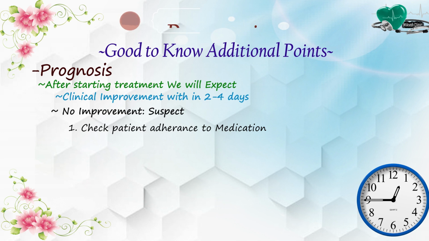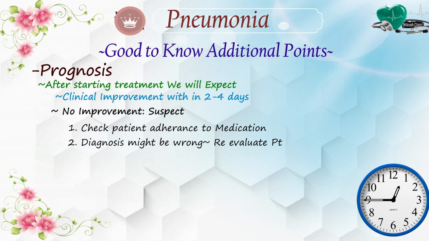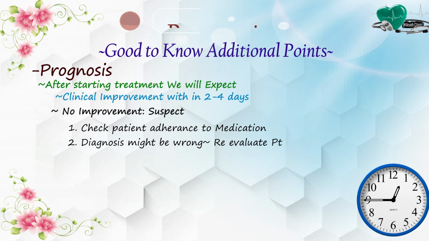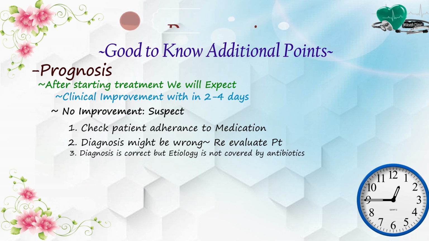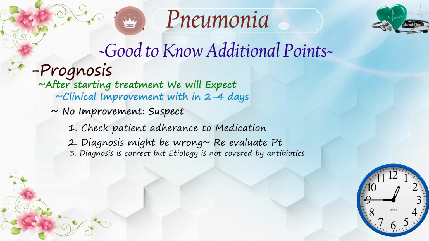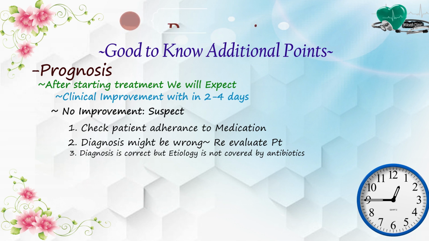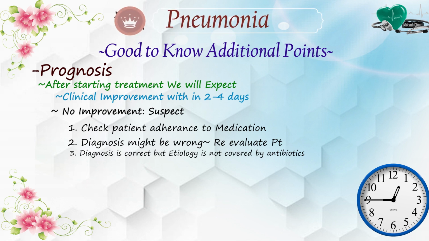This is one thing. The second one is we have to check whether our diagnosis is appropriate, which means we have to reevaluate the child. We have to make sure that the diagnosis is right. And the third thing is the diagnosis might be right, but the etiologic agents may not be covered by the antibiotics that we provide. So the etiologic agents might not be covered by the drug that we provided. So the diagnosis is right, but the etiologic agent is wrong.